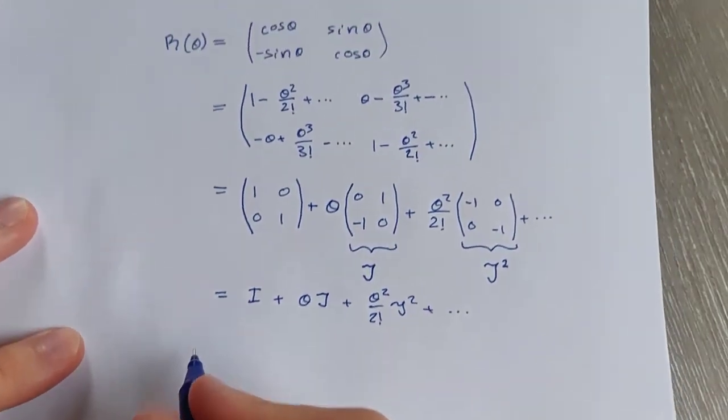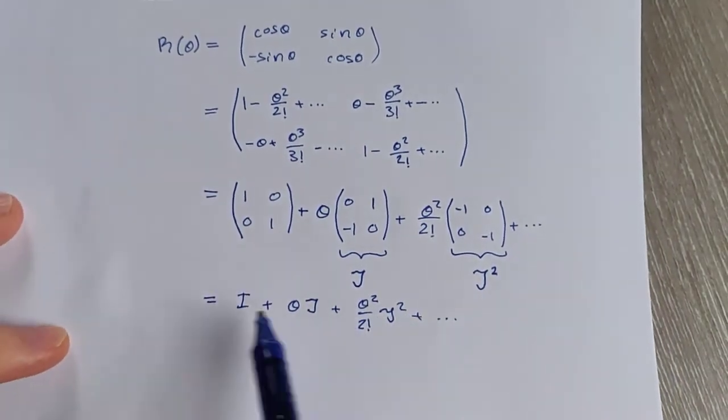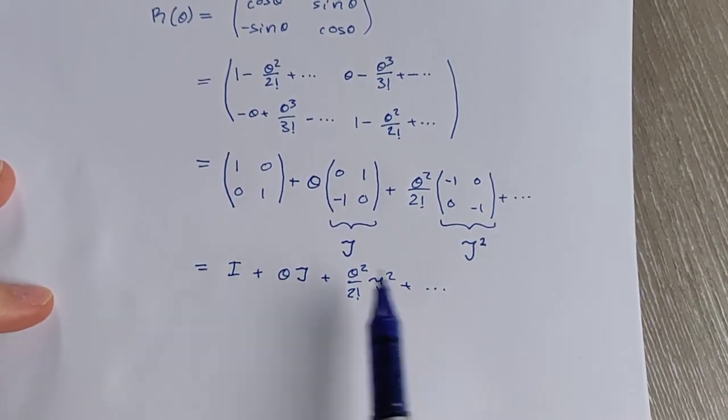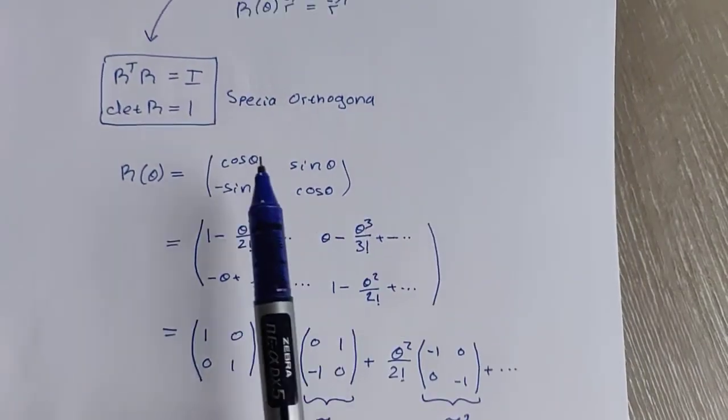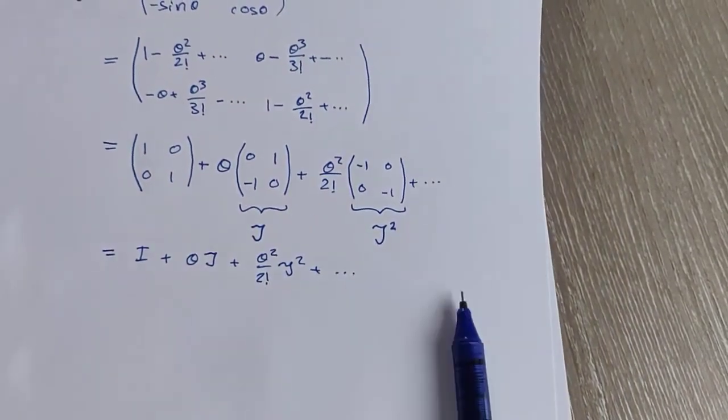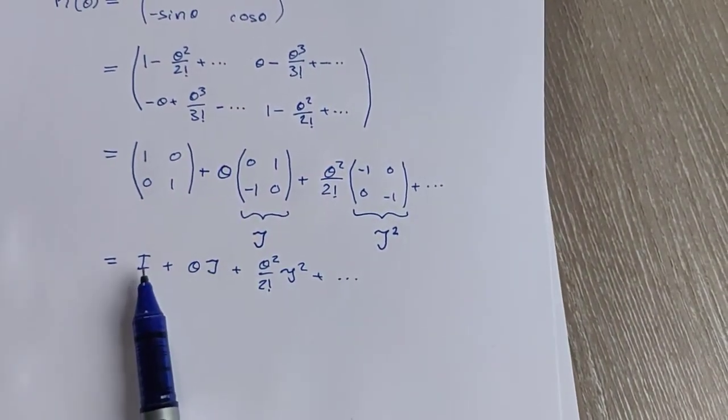Now, you can clearly see from this, the thing to take away is we've written this matrix as the identity plus some higher order terms. So for thetas which are very, very small, you can ignore higher order terms and you get closer and closer to the identity.